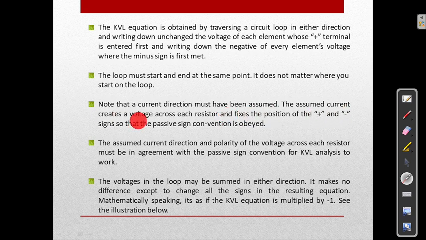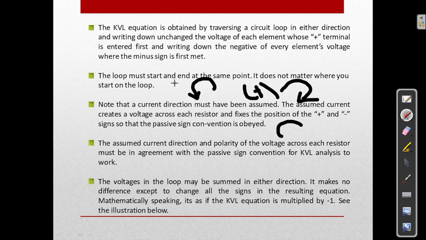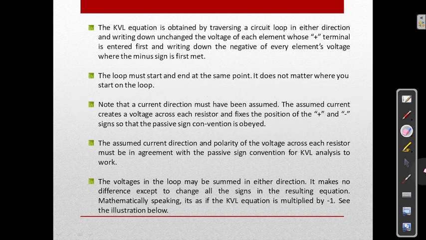The assumed current creates a voltage across each resistor and fixes the position of the positive or negative sign so that the positive sign convention is obeyed. See, first of all, we have to create the assumed current directions. If we are thinking that this current will flow like this, we will take it as positive. Then if it is in the opposite direction, we have to take this current as a negative one. Likewise, we have to take positive and negative signs over the problems.